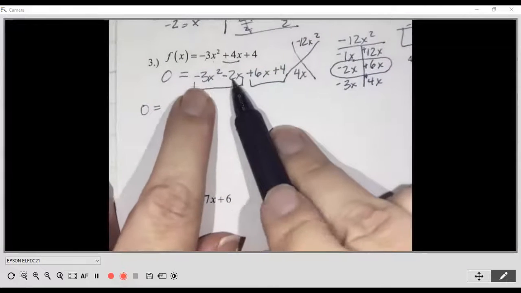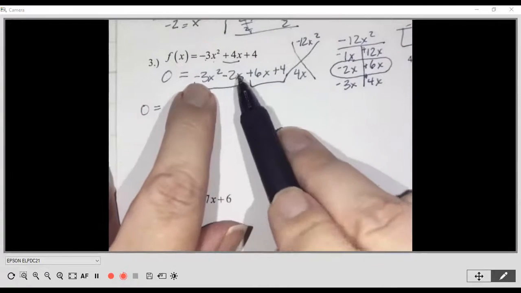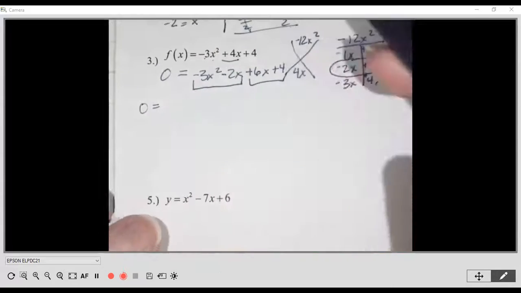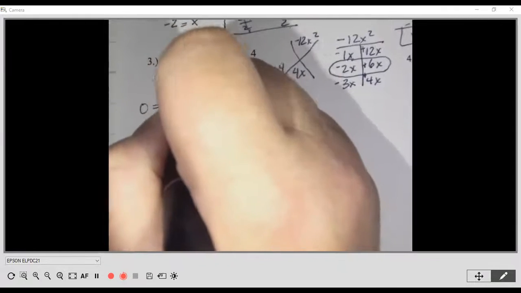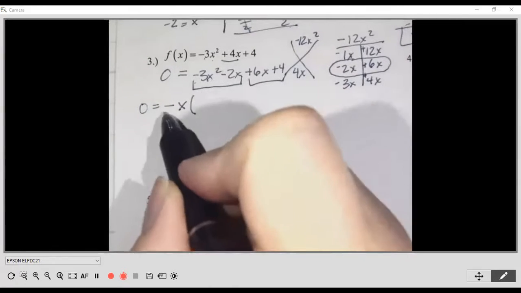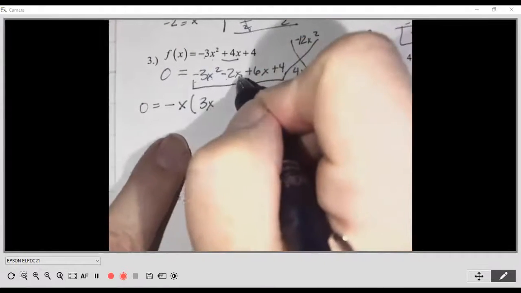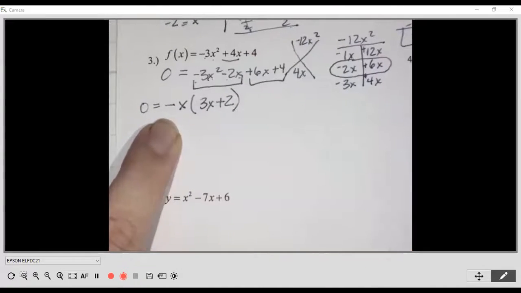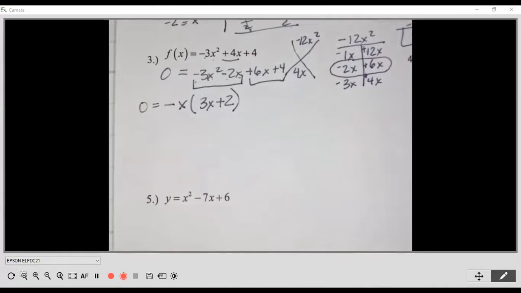Then I look at the first group, I want to factor out the negative, and I want to factor out an x. So negative x. And then what that leaves me with is, so I had a negative 3x squared divided by negative x. That leaves me with a positive 3x. And then I had a negative 2x, and I factored out a negative x, so that leaves me with a positive 2. So 3x plus 2.